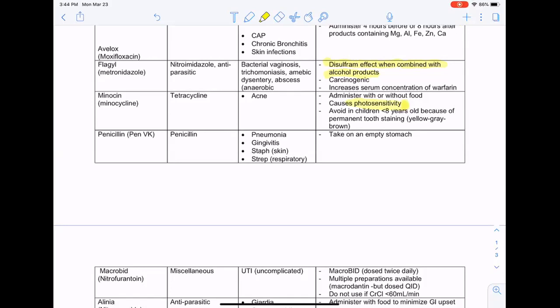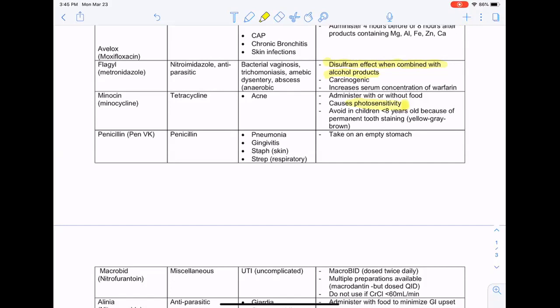Another interesting one about this is you're going to want to avoid it in children less than 8 years old because it causes permanent tooth staining. This is really interesting because this happens across the whole board of tetracyclines. So keep that in mind whenever you hear it. Doxycycline, for example, is not used in children to treat Lyme disease because it can cause tooth staining. So when you guys are out on your IPPEs this summer, pay attention to that because you'll see tick bites and Lyme disease treated a ton if you don't already work in the community setting.